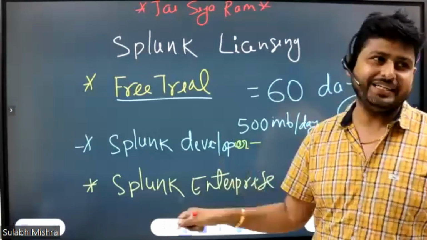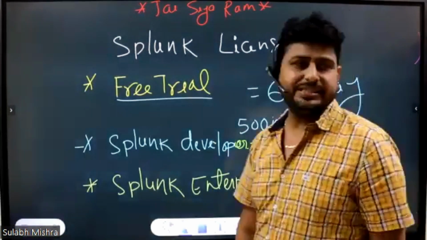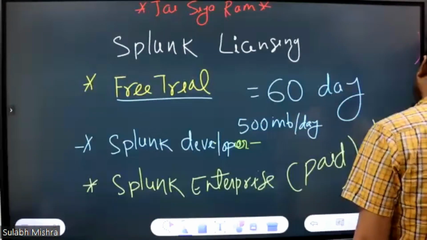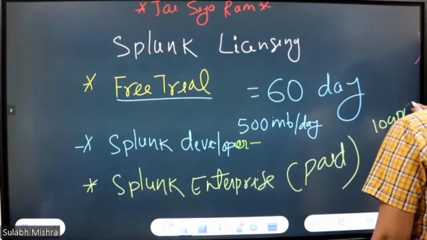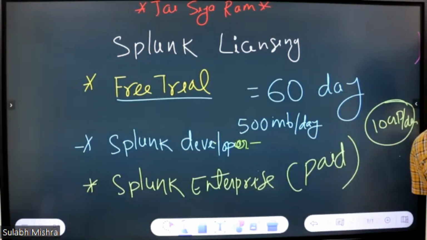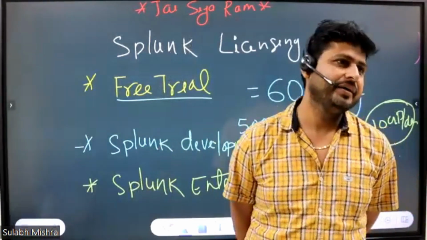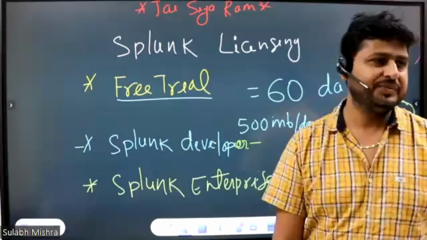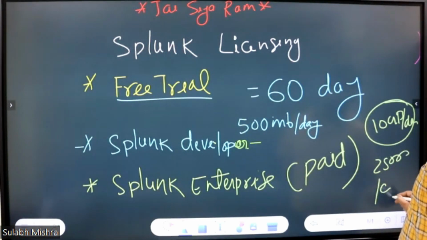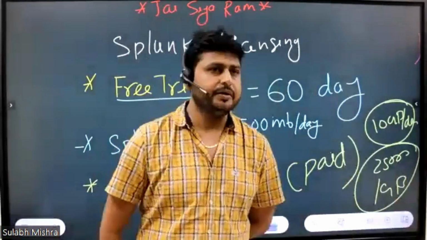This is called the paid license. Whenever you buy the license, it will be a paid license. It starts from 10 GB per day onwards. That means how much license do you want to buy? 10 GB, 20 GB, 50 GB, 100 GB, 2 TB, 4 TB, 5 TB per day. Based on that, you have to pay the cost. It is calculated at around 2,50,000 in India per GB, almost 2,50,000 per GB license, right?